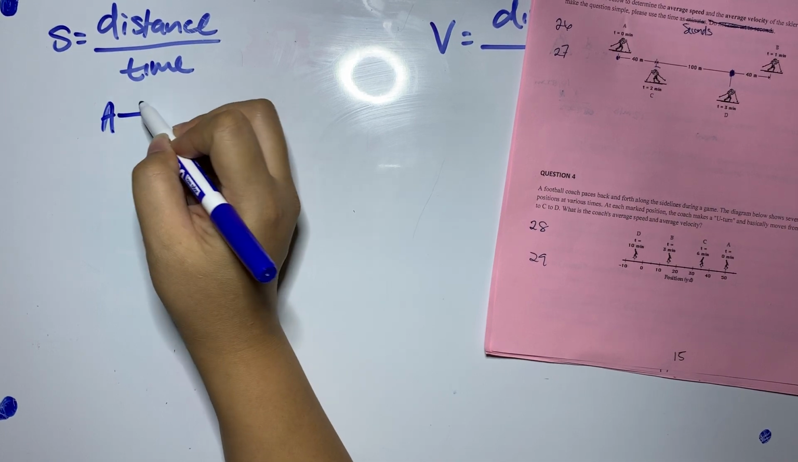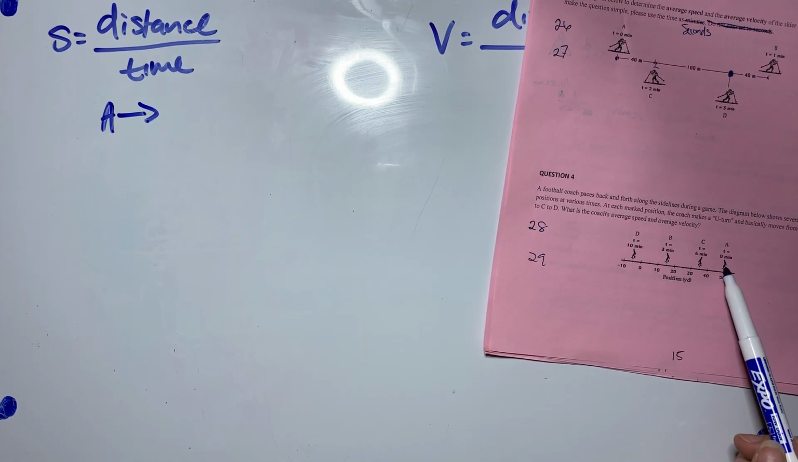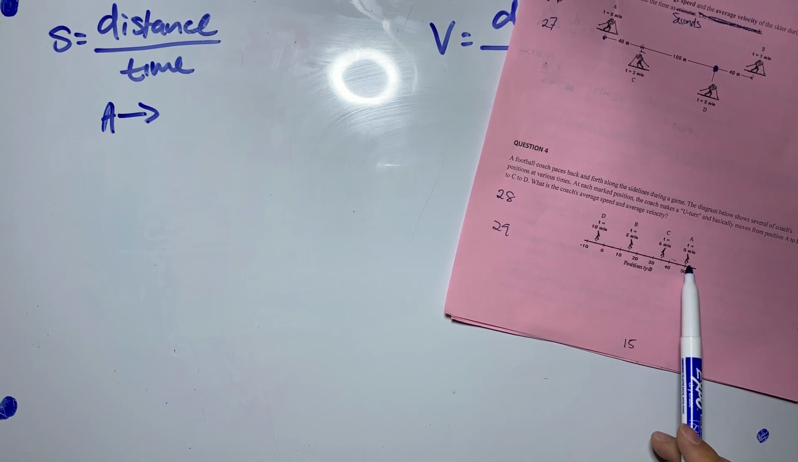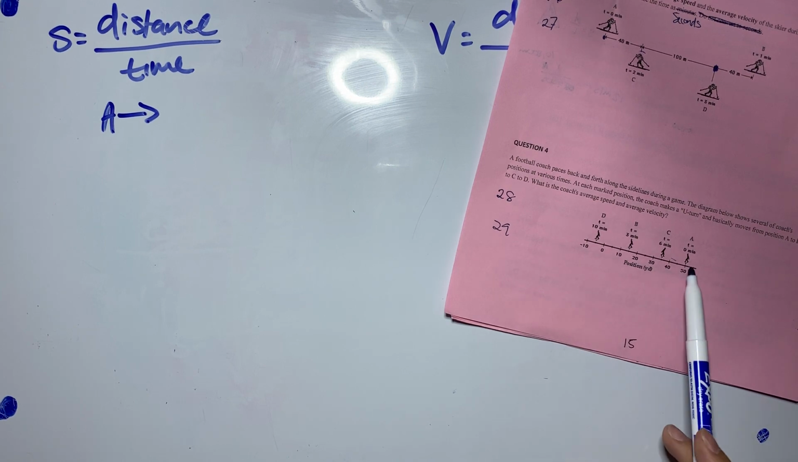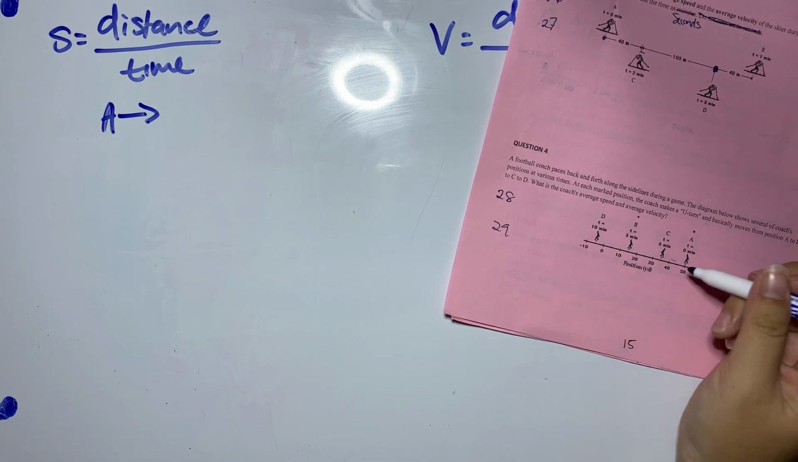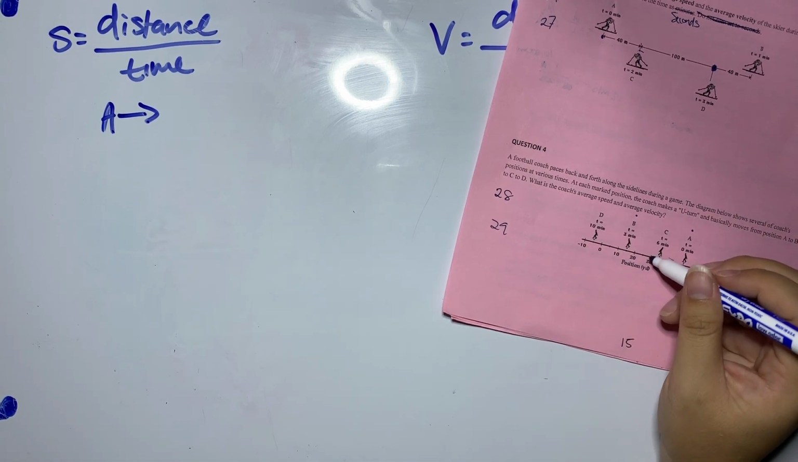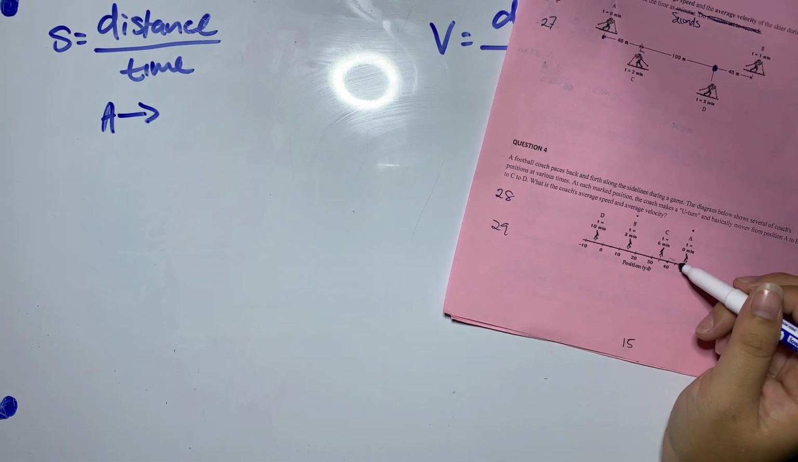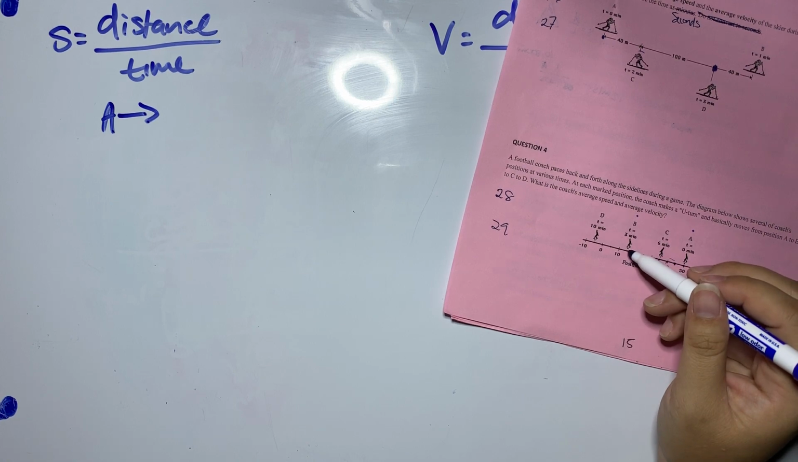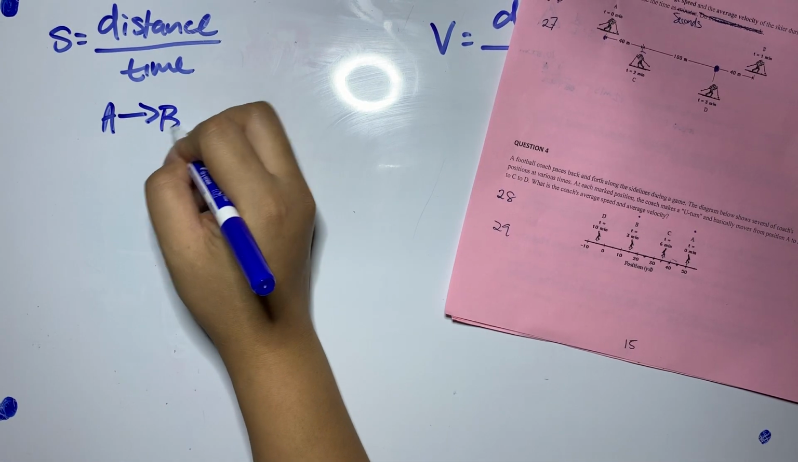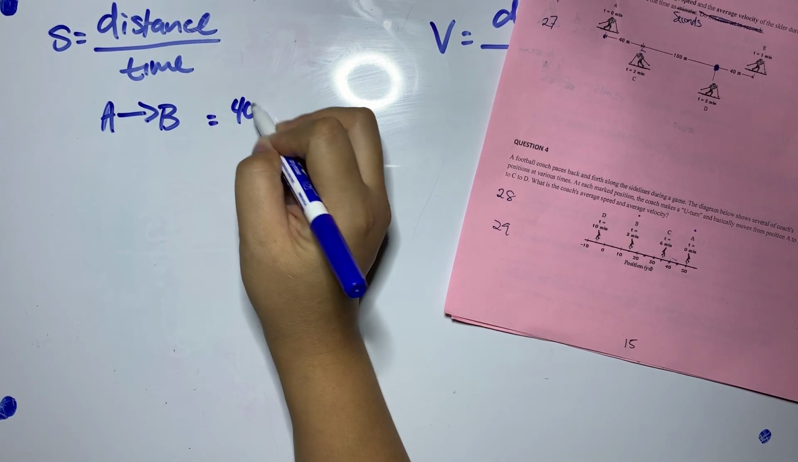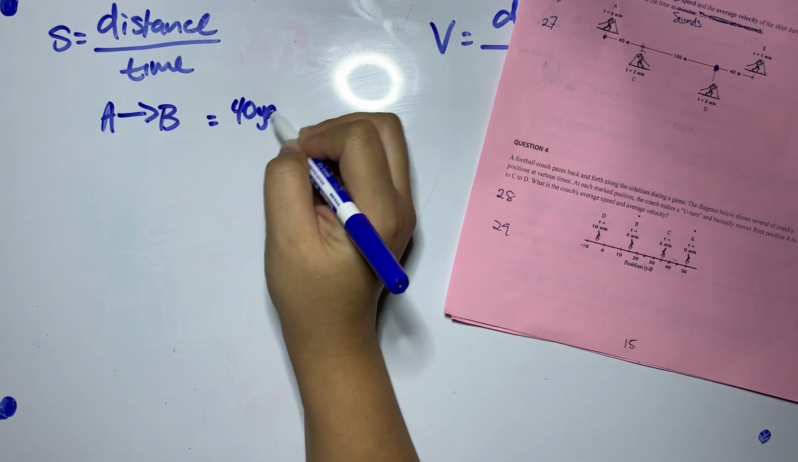So let's find your distance. He went from A to B, so he went down here. It starts at 50, but if you look at this, it's counting by 5. So A to B: 5, 10, 15, 20, 25, 30, 35, 40. Did I count right? Sorry. So A to B is 40 yards.